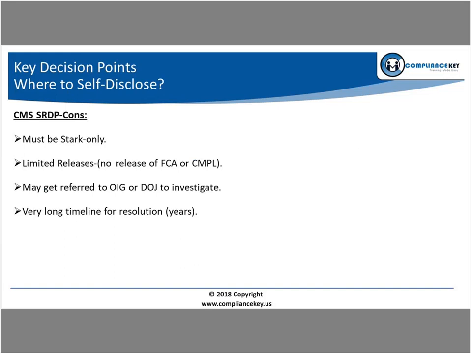On the con side, it has to, again, be just a Stark-only type violation. There are limited releases. There's no release, for example, for potential False Claims Act liability or civil monetary penalties liability. The issue could get referred to the OIG or the DOJ to investigate further, so that's something to keep in mind. And there is a very long timeline for resolution. This is one where they are backlogged for years and years and years. So that's something to keep in the back of your mind, that it's not going to be a quick resolution if you're disclosing through the Stark self-referral disclosure protocol.